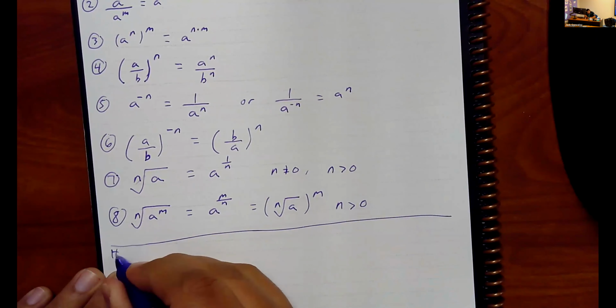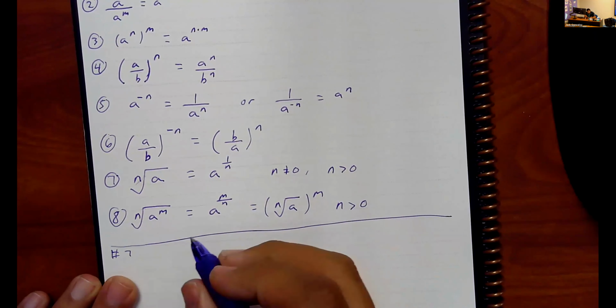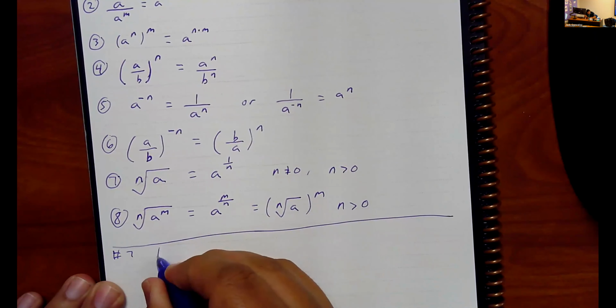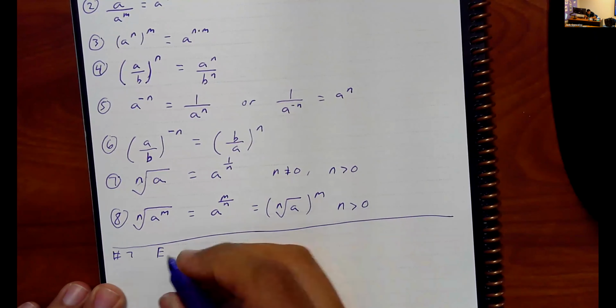This is number 7 from the homework. It says to use a calculator, but let's not do that, because the point is to understand why they reduce, right? Like, why is the square root of 4 equal to 2? What does that mean?